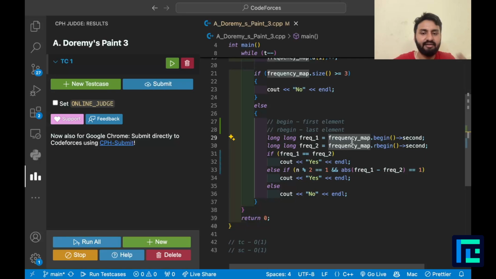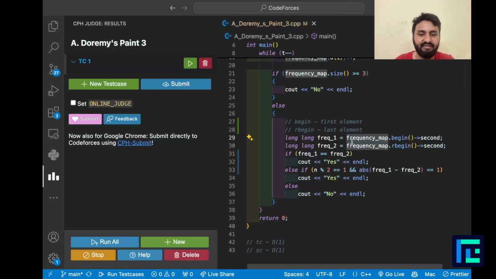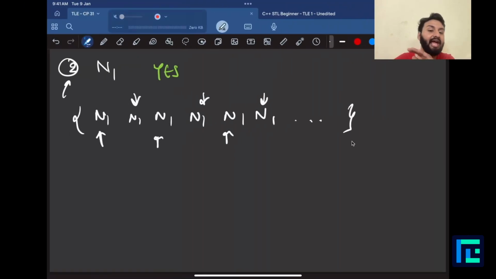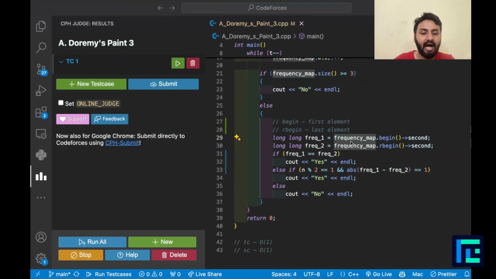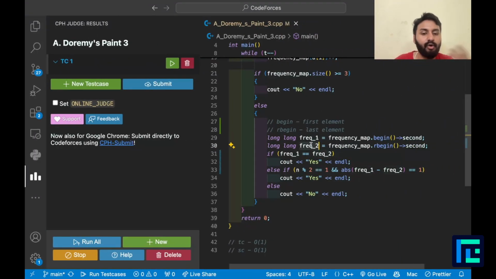Let's say that the frequency map has only one element. That is effectively your case 2, where every element is same. Then aren't these both frequencies going to point towards the same value? Of course, right? If let's say you have 5 same elements in the array and 5 is the size of the array, F1 will also be 5 and F2 will also be 5. So where do you check to print yes? Of course in this condition, right? Where F1 is equal to F2.